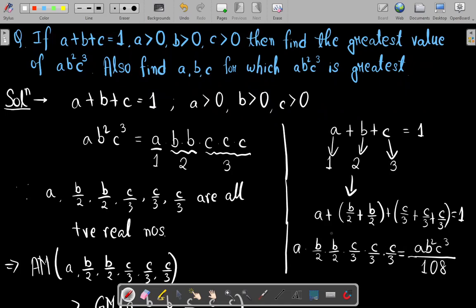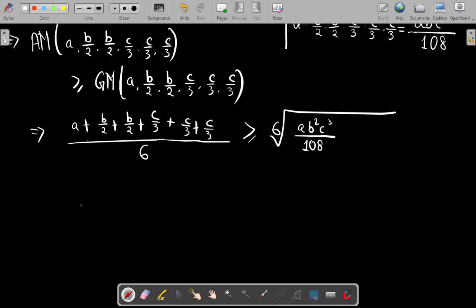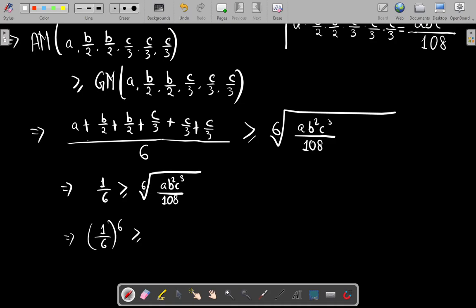Like here, a + b/2 + b/2 + c/3 + c/3 + c/3 equals 1, right? So I can use 1 here. So this will become 1/6 is greater than the sixth root of ab²c³/108. If I raise both sides to the power 6, this will become (1/6) raised to the power 6, and the root will go away, and this will become ab²c³/108.